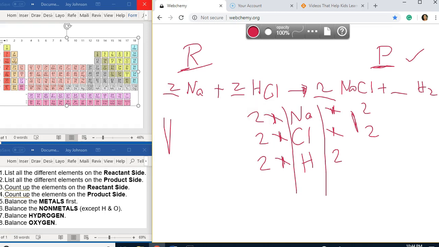Okay, so let's look at our numbers. In Na, the left side and product side are balanced. Chlorine, we have 2 and 2, so that's balanced. Hydrogen, 2 and 2 is balanced. So our equation is balanced. Is it getting easier? I hope so.